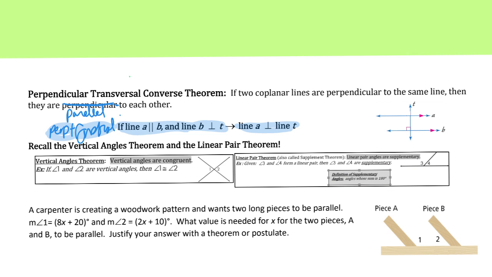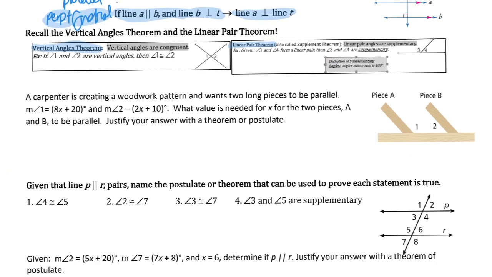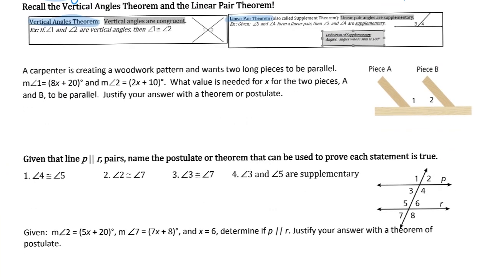One thing that we have learned before is the vertical angles theorem: if you have a pair of vertical angles, they will be congruent. Also the linear pair theorem: if you have a pair of linear pair angles, they will be supplementary. And remember, by the definition of supplementary, we're allowed to say those two angles add up to 180. So those are good theorems that we're going to be working with today. Mostly today, our work is numerical, which is going to be nice.